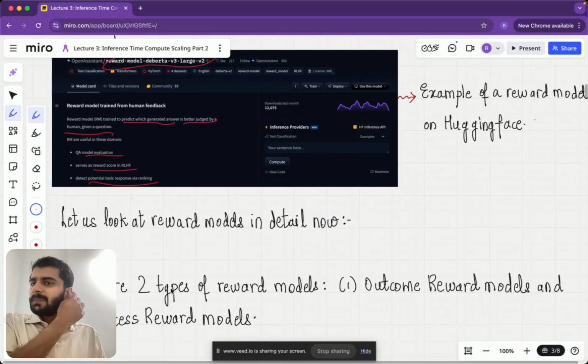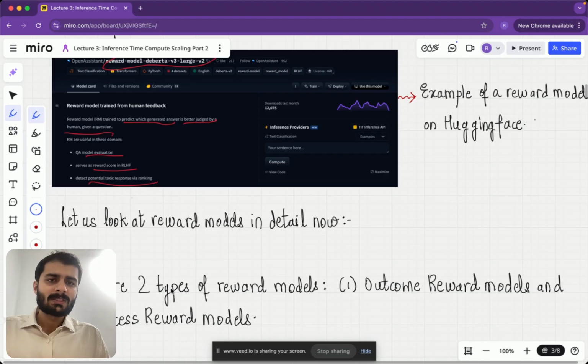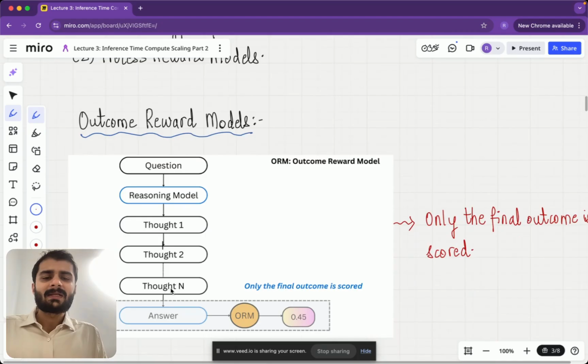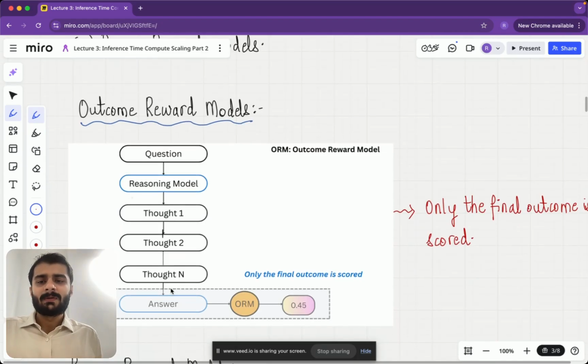So, more specifically, there are two types of reward models. There are outcome reward models and there are process reward models. And the purpose of both these types of models is pretty much explained in their names. So let's look at the first category, which is the outcome reward model.